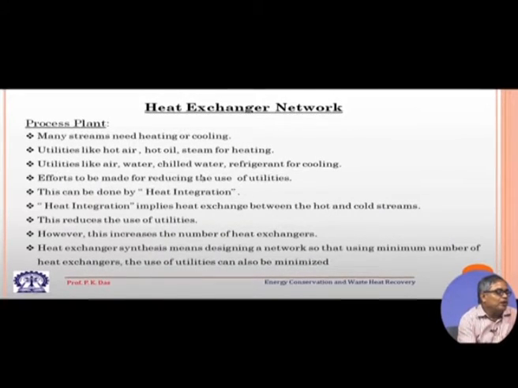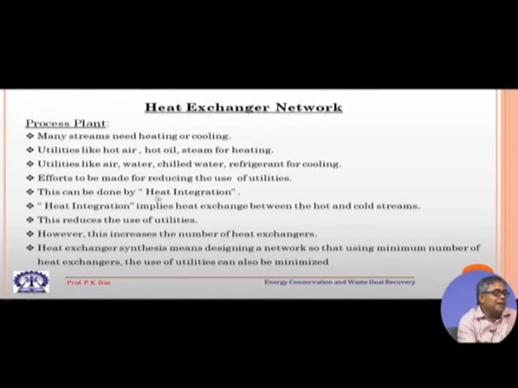Efforts are to be made for reducing the use of utilities, because utilities mean running cost, and utilities also mean capital cost. If I have to have a lot of chilled water, then along with the process plant I also have to have some sort of chilling plant from where I can get the perennial supply of chilled water. And obviously, the plant size will also increase.